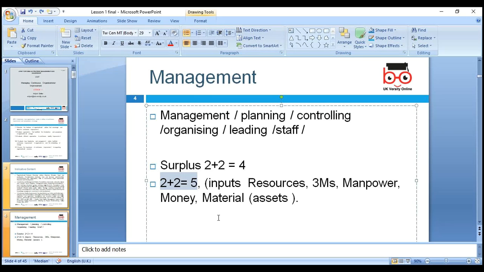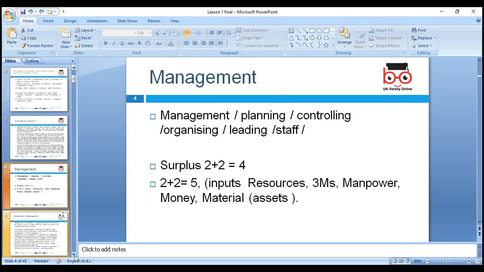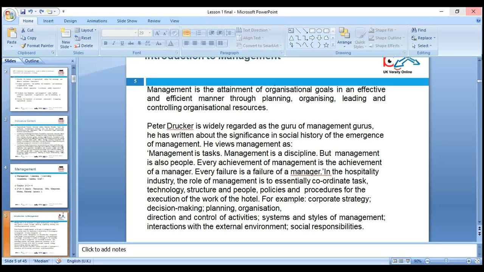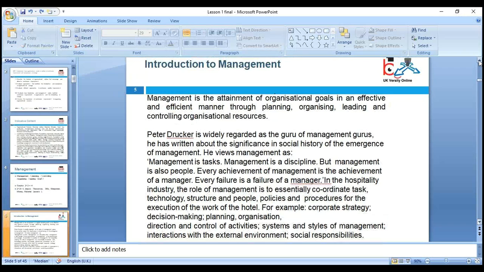Regarding input, normally we use three types of input in any business, any organization, any activity. We need money, we need human beings, and we need material. Material can be different assets. So we call them the 3 M's: man, money, and material. Okay, any question? No, it's pretty clear right now.